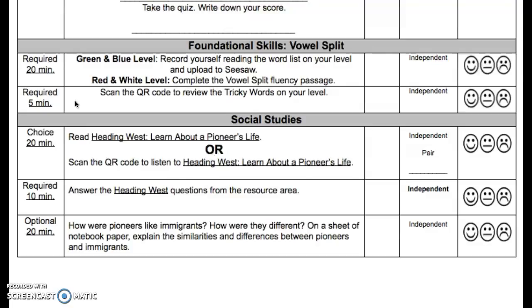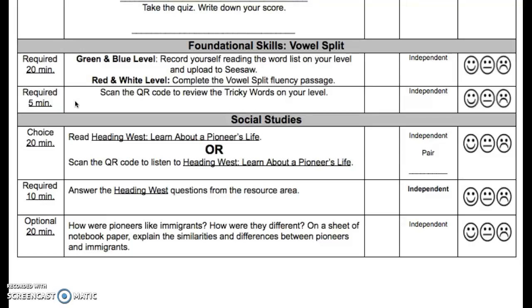In social studies this week, you have a choice for 20 minutes. Read Heading West, learn about a pioneer's life, or scan the QR code and listen to Heading West, learn about a pioneer's life. Independent or pair. Reflect when you're finished.